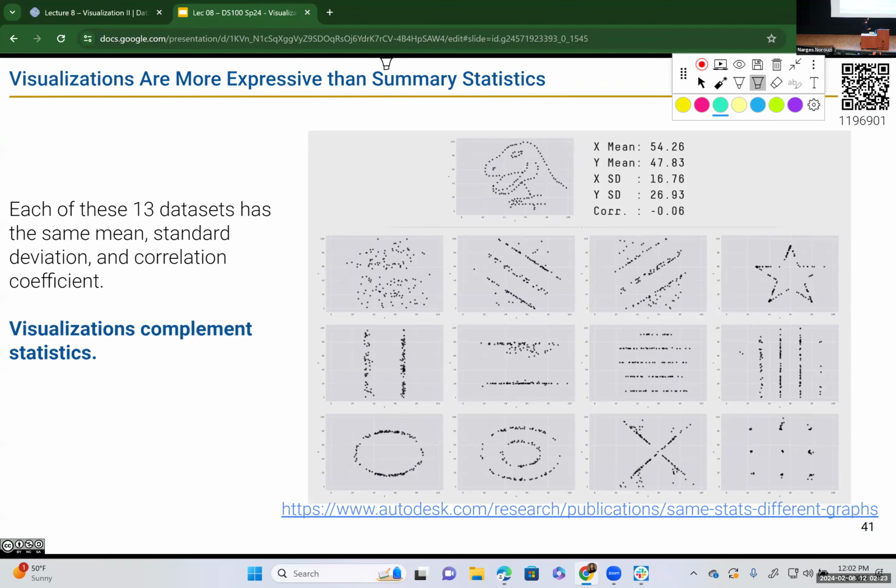This is a very nice example where you can see that there are 13 different data sets, all visualized here. All of them have the same X mean, Y mean, standard deviation across X, standard deviation across Y, and the correlation between X and Y, but they are different data sets, right? That's why summary statistics are generally not enough, and that's why, as part of our process, we always want to visualize our results and visualize our EDA as well.